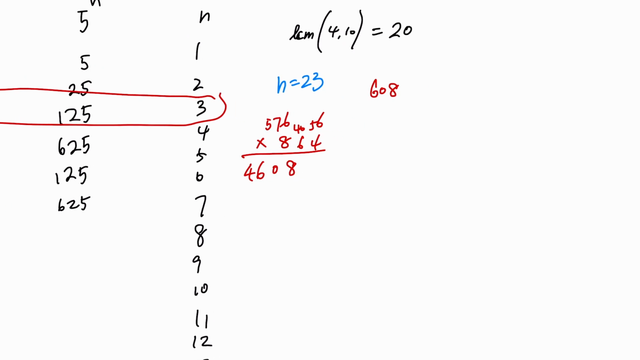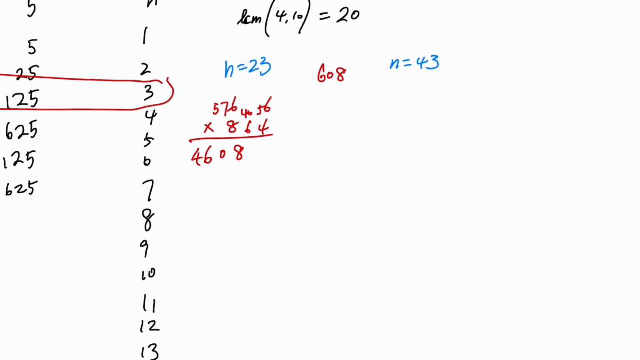And now for n equals 43, we would just have 576 times 608. And we already know what 576 times 8 is. Now we just have to evaluate this part, and in this part only the units digit times the units digit would matter, because it would be like 576 times 600, and only the units digit would matter in the last three digits.